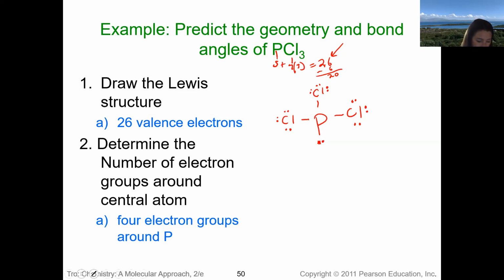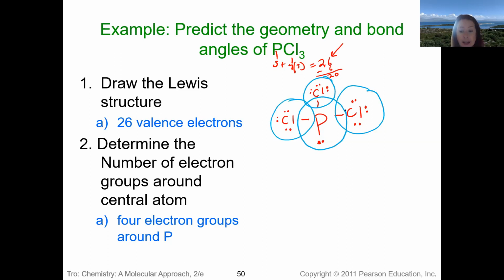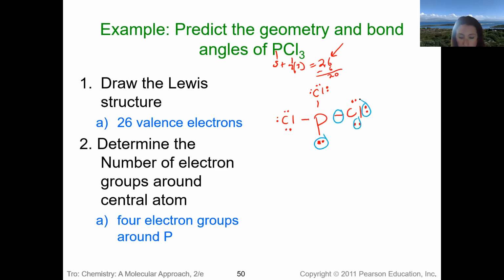Okay, I'm gonna do this in a different color. This check part is the one that people always skip. This is the most important part. Don't skip this part. Let's do octets first. Chlorine has 8, chlorine has 8, chlorine has 8, phosphorus has 8. Okay, octets, good. Now let's look. Do we still have 26? 2, 4, 6, 8, 10, 12, 14, 16, 18, 20, 22, 24, 26. Yes. Okay. Structure check. Those last two pieces are absolutely the most important part of Lewis structures. Don't skip those.